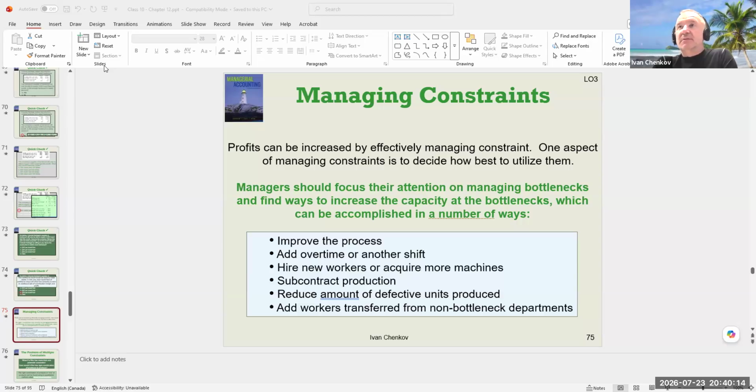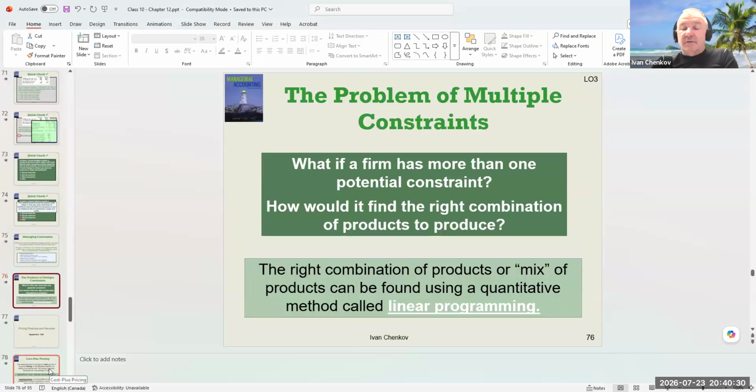and move workers from the departments that don't have a bottleneck into the departments that do, if the human resource is gonna help you in this case. What we're gonna do if we have multiple constraints, that's the common thing in companies. In that case, we're gonna use linear programming to help us mitigate those multiple constraints.